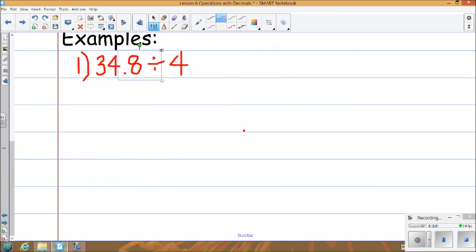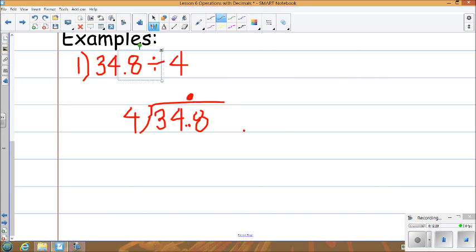So we have 34.8, and then the 4 is going to go on the outside over here. Basically the only difference between dividing by decimals for this and whole numbers is that we're going to have a decimal in our answer, and it's just going to go directly above where it is in the dividend.